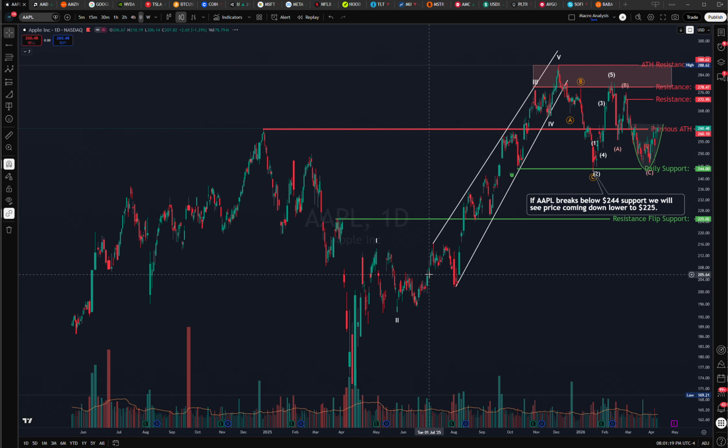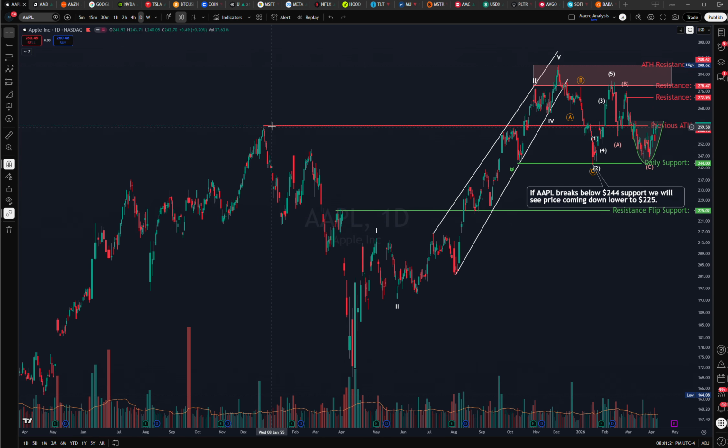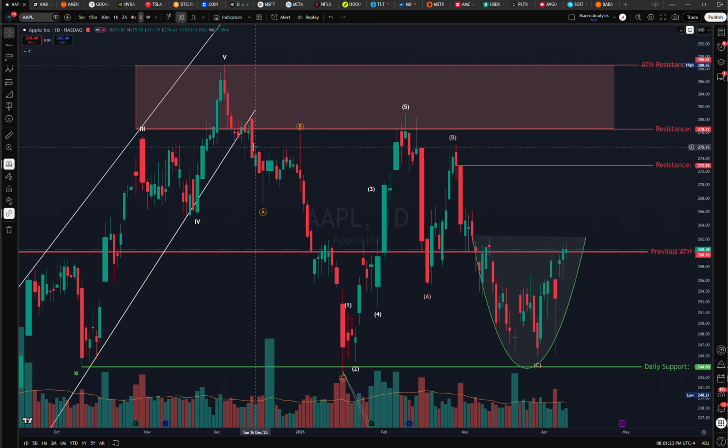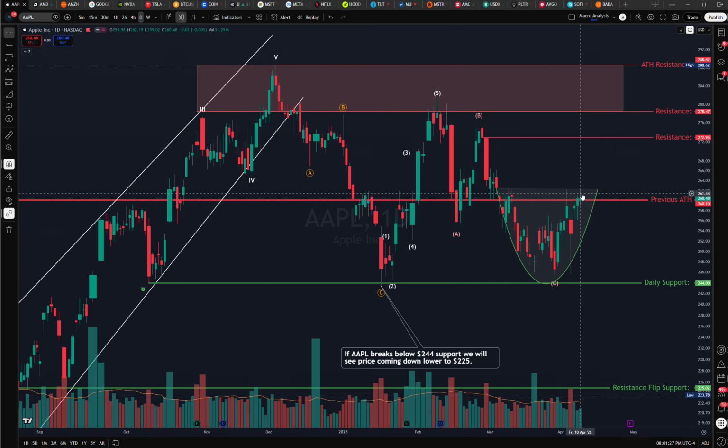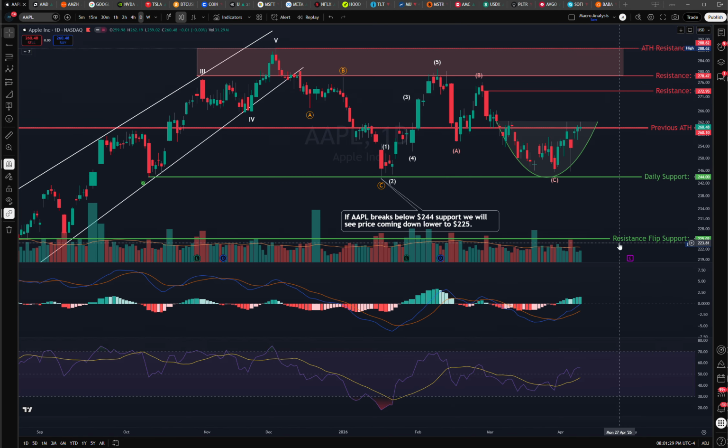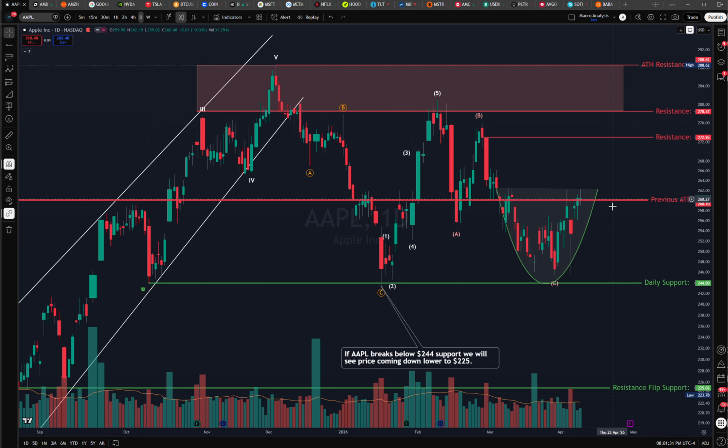Apple is currently retesting this previous all-time high level over here. You're right at this level, which is a major level where sometimes you can see some sort of pullback, some sort of retracement taking place on Apple. The major level I'm looking at for Apple is right at this 260 level. Once it could start holding this level, definitely you could see Apple start moving to the upside.